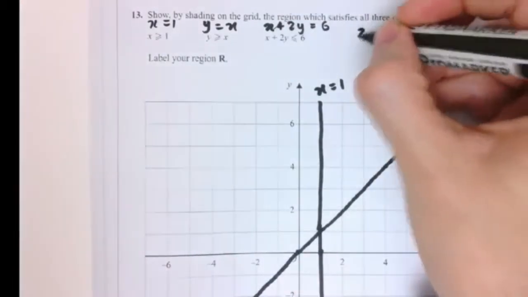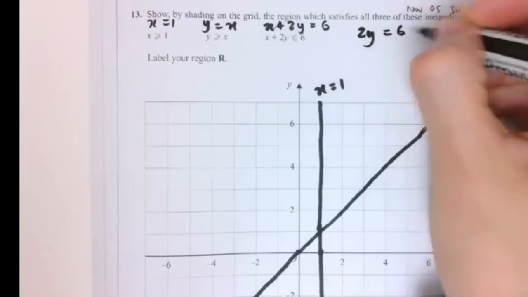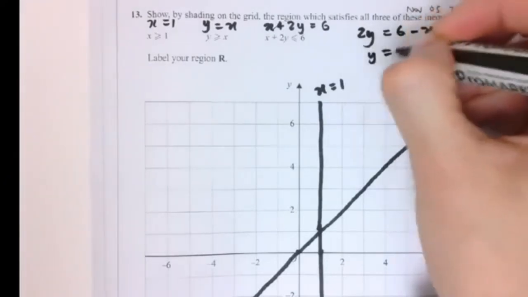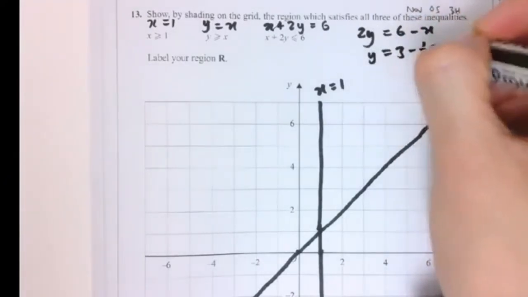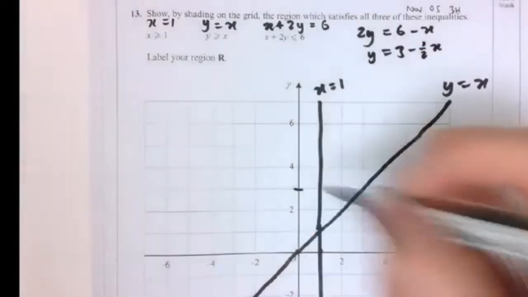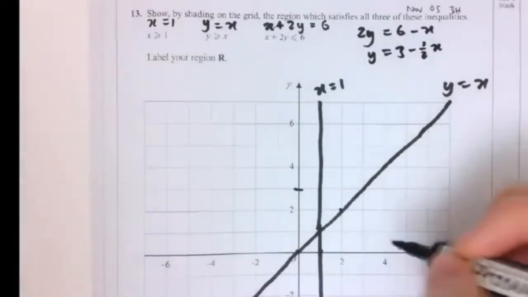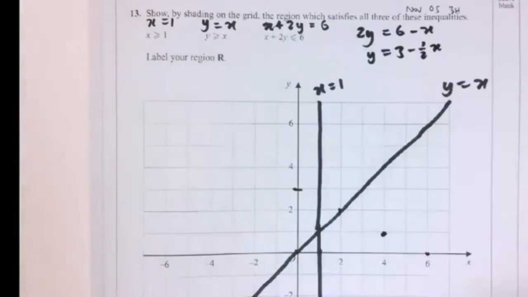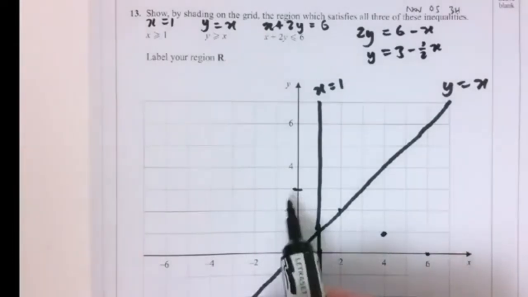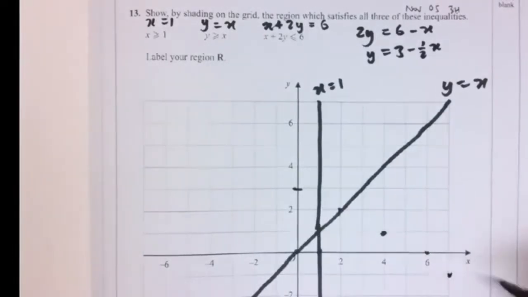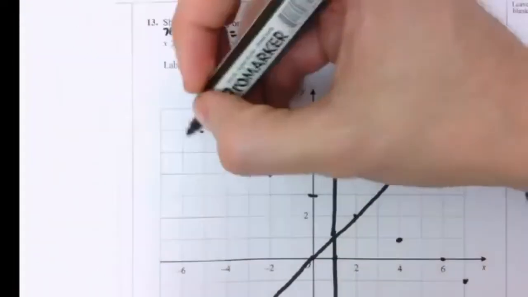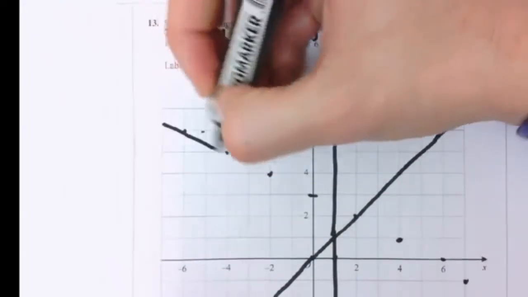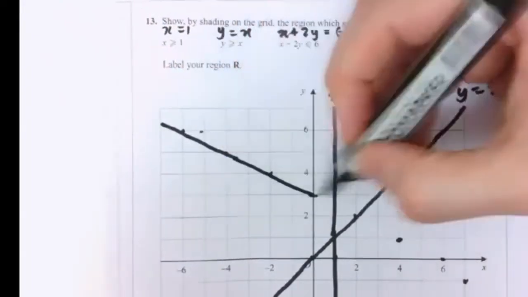If you want to rearrange that into the form y equals mx plus c, we've got 2y equals 6 minus x. So y equals 3 minus 1 half x. So it's got y-intercept 3 and gradient minus 1 half. So every time x goes up 2, y goes down 1. So it's going to go through all of these points here, and that one there. So again, it's going to look something like that.